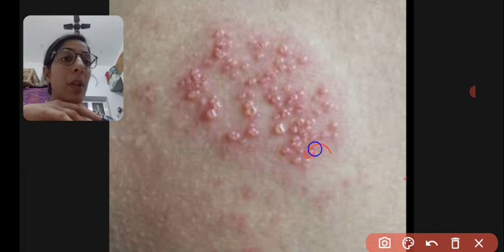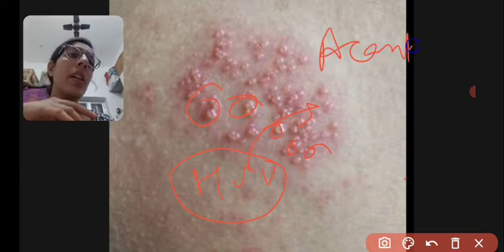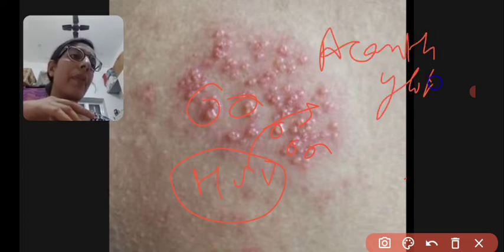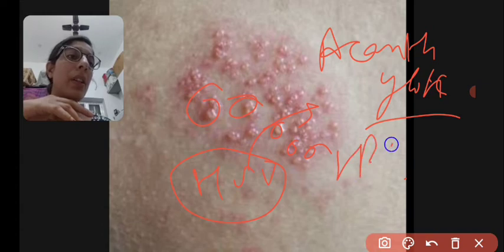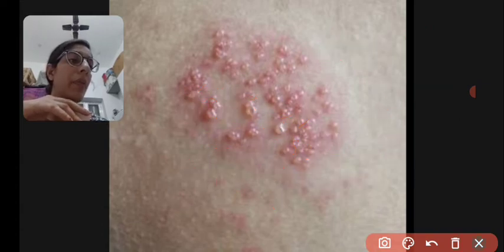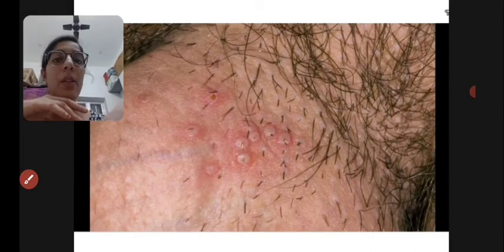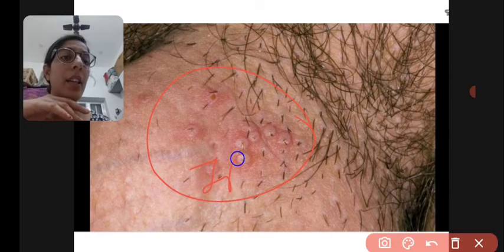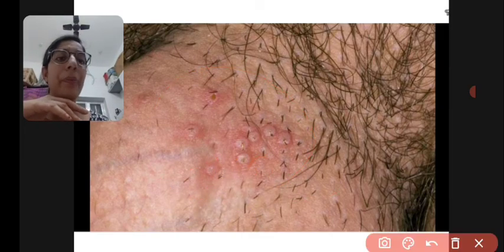Most important about the STDs: these are the small group of vesicles seen in herpes simplex virus. In herpes simplex virus, acantholytic cells are seen on histopathological examination. These are the image-based questions asked in the INICET.